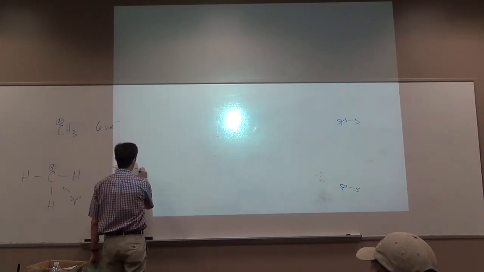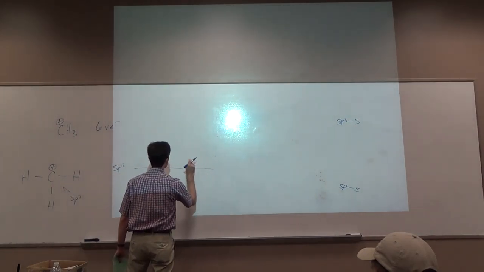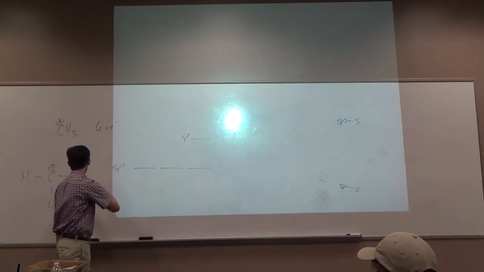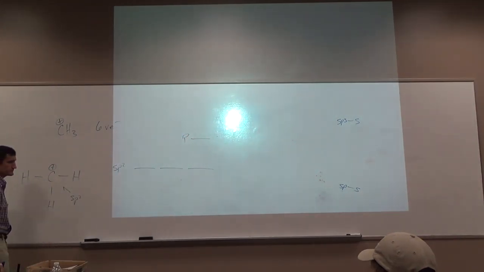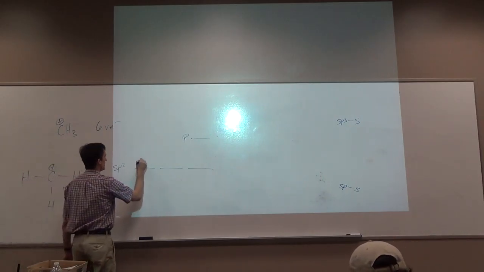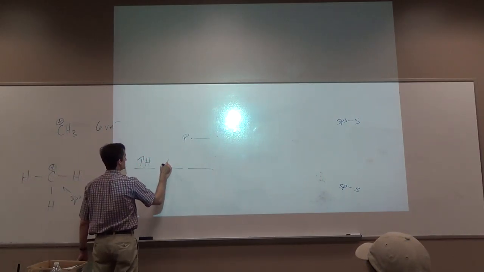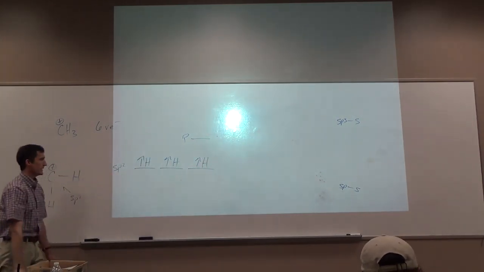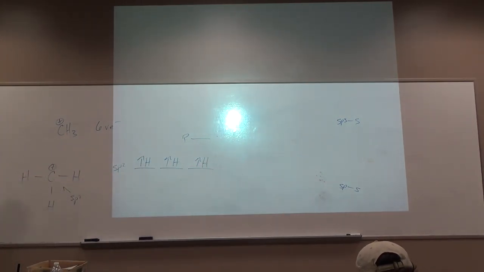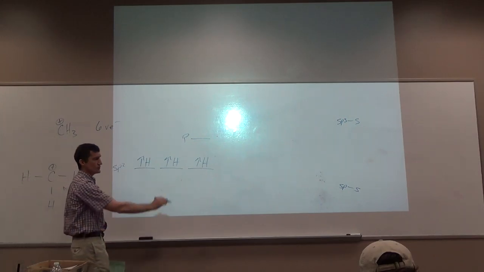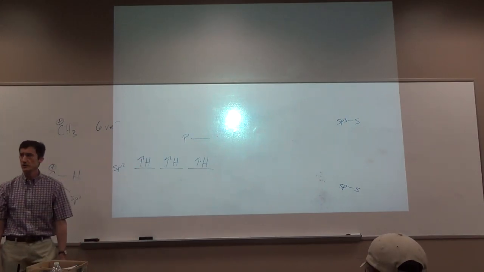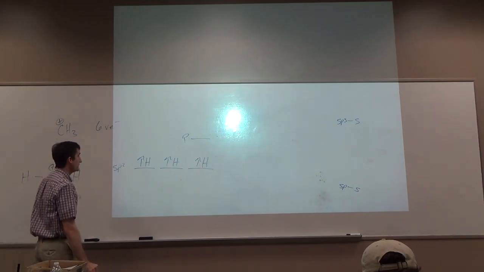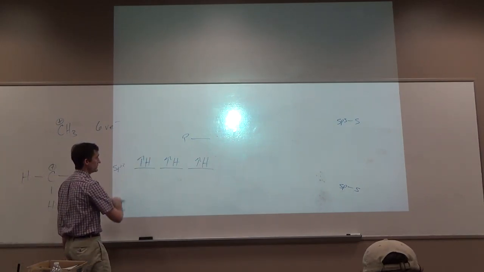What would that look like? We would have how many hybrids? Three. What's left over? A P orbital. What type of bonds do you see the carbon making? Single bonds, or sigma bonds? Sigma bond to H, sigma bond to H, sigma bond to H. Those are spread out, trigonal planar. What's left over? P orbital. What's in the P orbital? Nothing. It's empty. This is your SP2 setup.